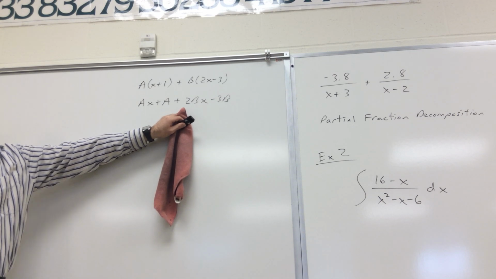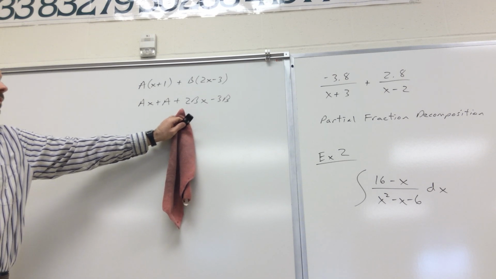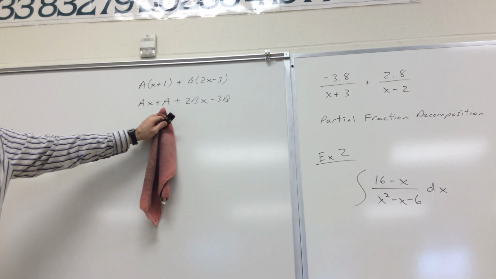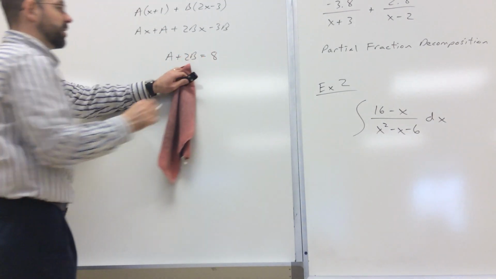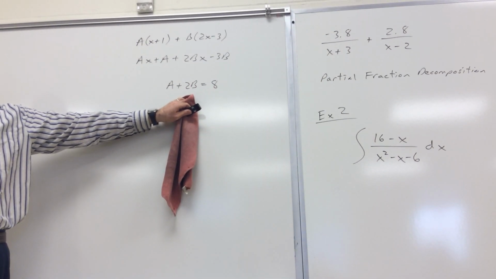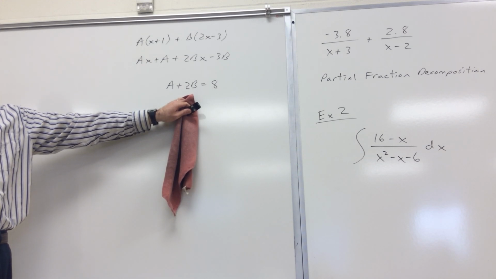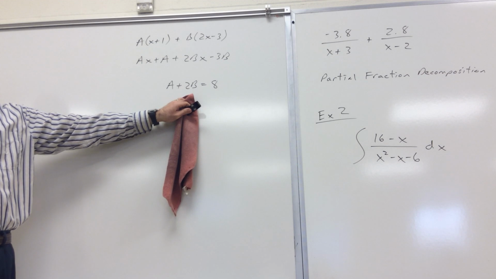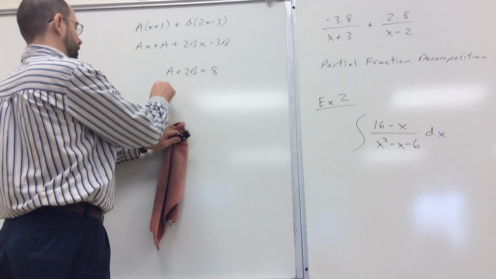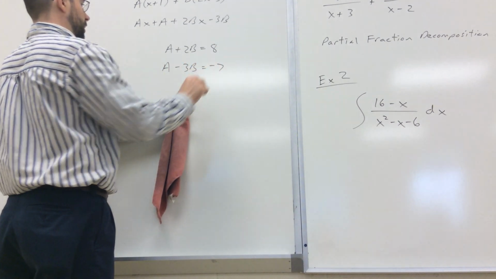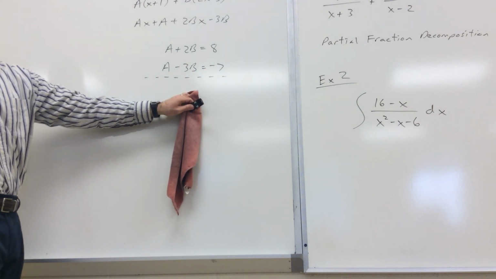And we need that to turn out to be 8x minus 7, right? So that means we need the A plus the 2B to be 8, because the x terms need to come out to 8x. And then we need the A minus 3B to come out to negative 7. So there I have a system of equations that I can solve. Figure out what A and B are.